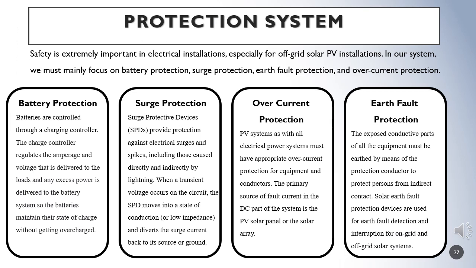Whenever we design a system, we also have to make the protection system for it. For our system, we devised 4 protections, namely the battery protection, the surge protection, the overcurrent protection, and the earth fault protection. For the battery protection, the charge controller regulates the amperes and the voltage that is delivered to the battery. The surge protection regulates any electrical surges or electrical spikes in the system. The overcurrent protection protects the system from overcurrent. And the earth fault protection states that all the equipment must be earthed so that it does not conduct electricity.